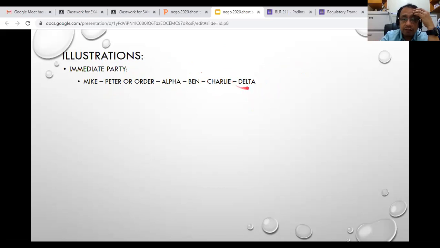Well, if Delta has knowledge of a defect in the instrument, then Delta, even if he is far from Mike, he will be considered as an immediate party because he has knowledge of a defect. But Charlie and Delta, by distance, they are immediate. Magkalapit lang sila. But if Delta has no knowledge of a defect in the instrument, then the relationship between Charlie and Delta will be considered to be remote.